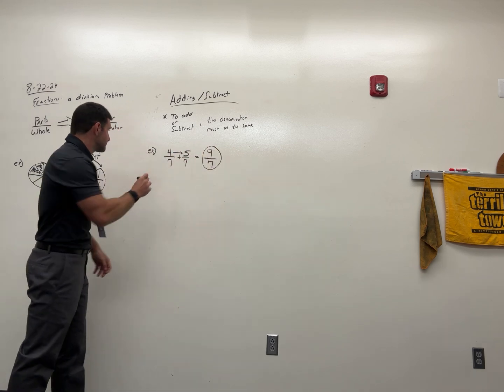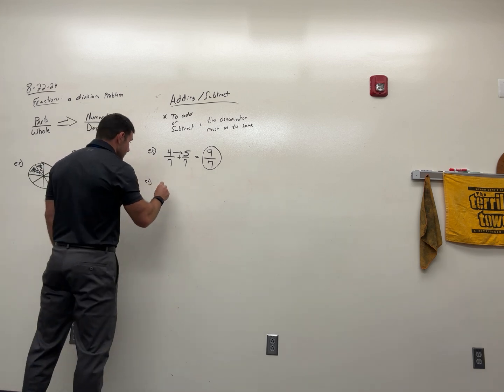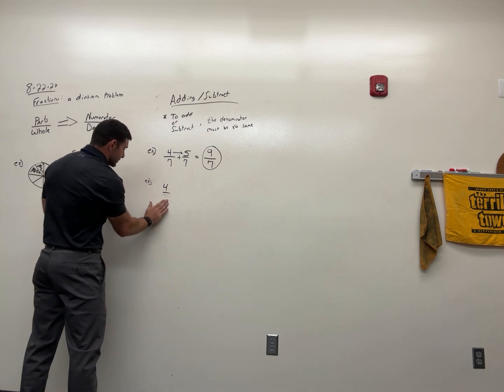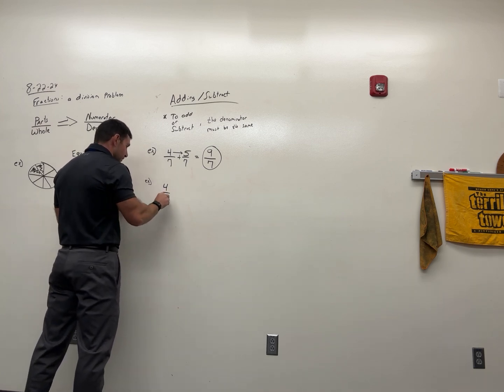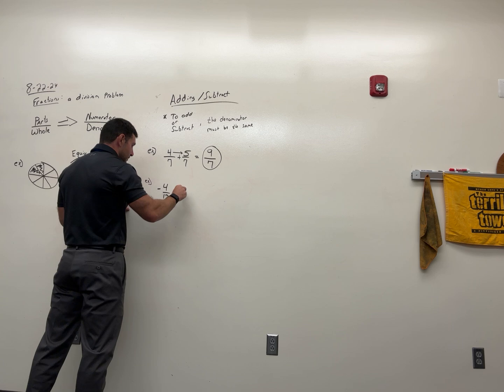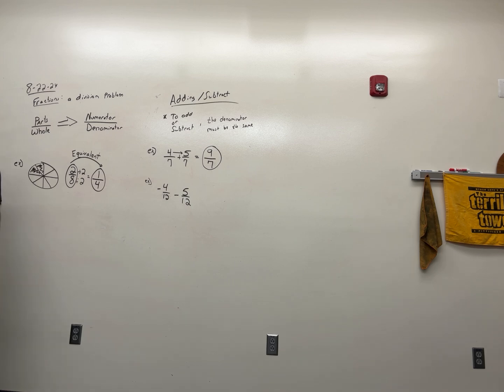Okay, let's try another one. You might need a calculator. Let's go -4/12 minus 5/12. Okay, so now we're subtracting. You might need your calculator, and that's all right.